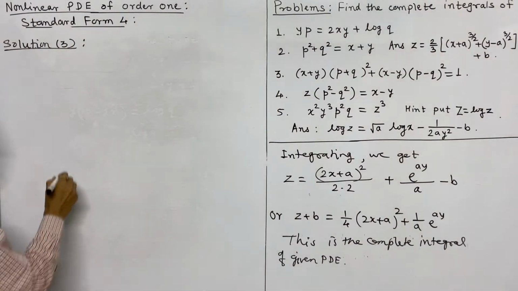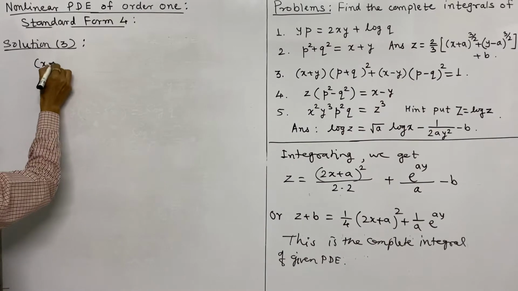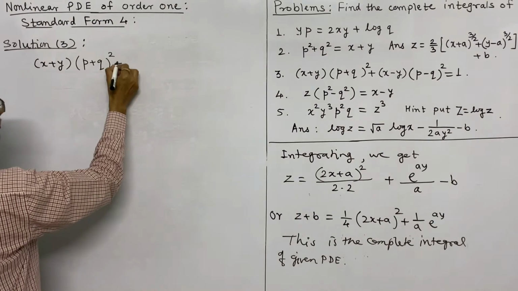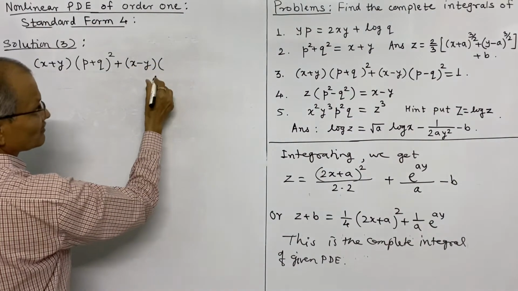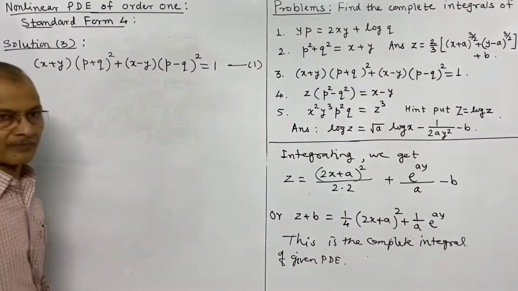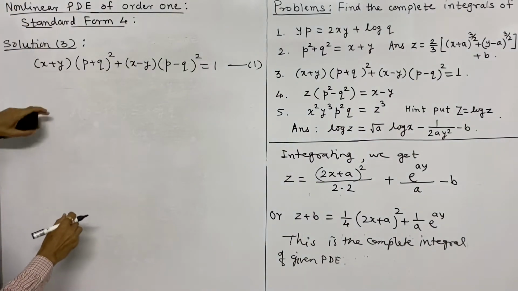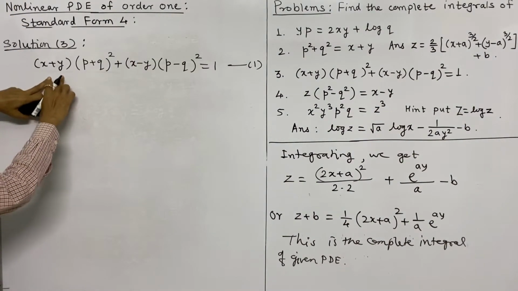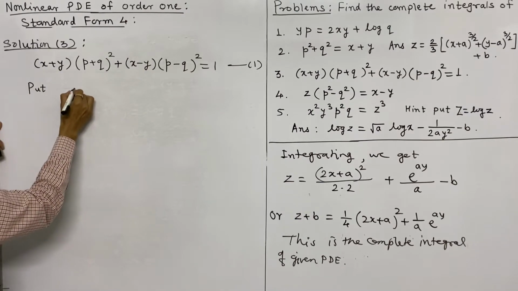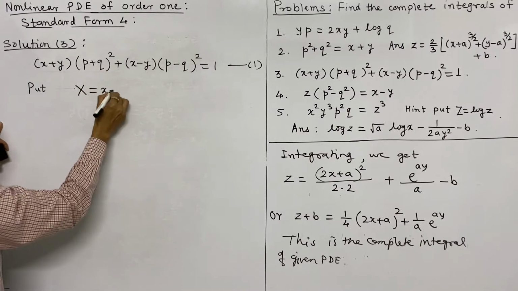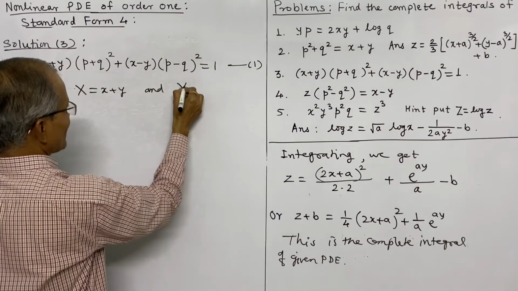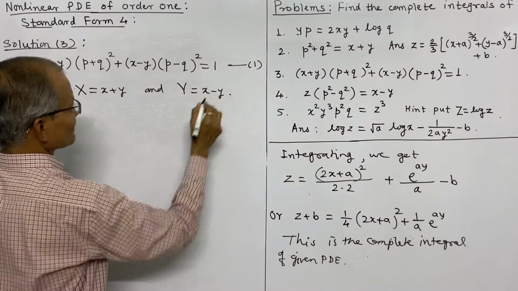The PDE given is (x plus y)(p plus q) whole square plus ... we suppose this as 1. Now here the substitution we shall use is capital X for x plus y and capital Y for x minus y. Put capital X is equal to x plus y, and capital Y is equal to x minus y.